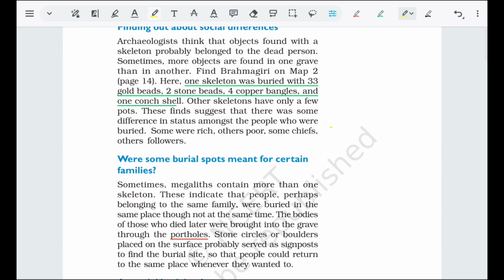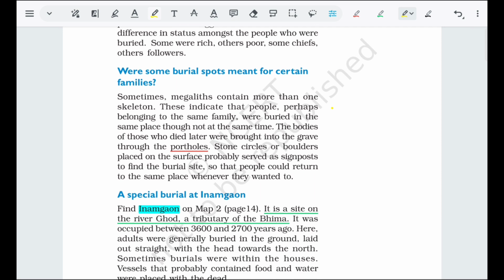In the burials we found, you get to know a word, portholes. Portholes are holes in the burial site. These are used to introduce a new body, the upcoming buried body of someone who died later in the family. One member died and then the second one died, so he was also buried in the same grave through that hole.